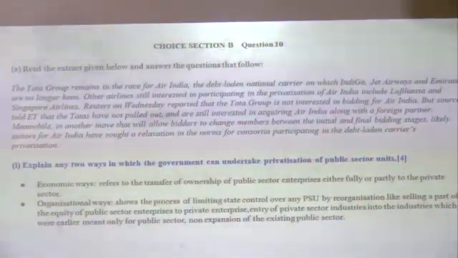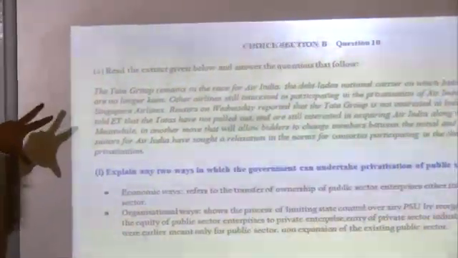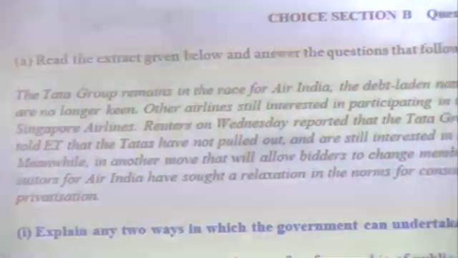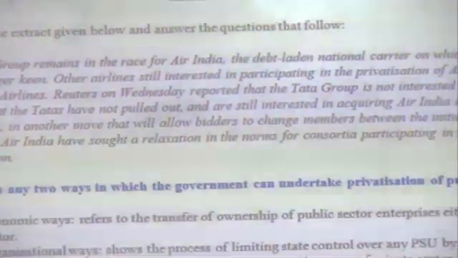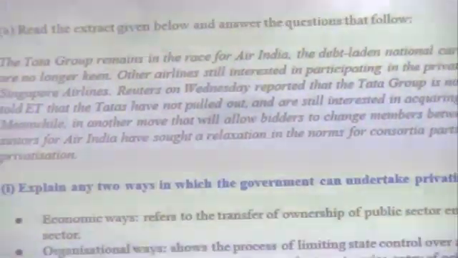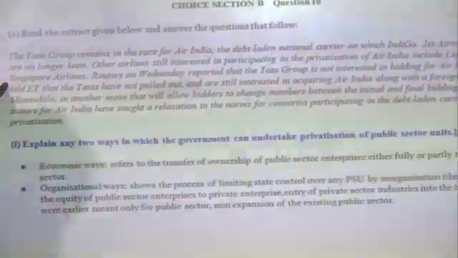Then question number 10. Every year, question number 10 is an extract. So this is an extract from Economic Times of a certain day, New Delhi. A paragraph will be given to you. It talks about how Tata Group was keen on buying Air India, which was debt-laden, and many other airlines were no longer interested. The Tata Group remains in the race for Air India, the debt-laden national carrier on which Indigo, Jet Airways, Emirates are no longer keen. Other airlines still interested in participating in privatization of Air India include Lufthansa and Singapore Airlines. Reuters on Wednesday reported that the Tata Group is not interested in bidding for Air India.